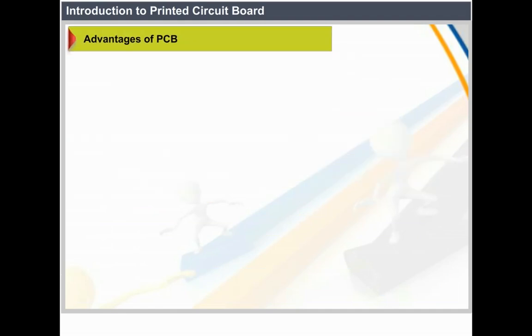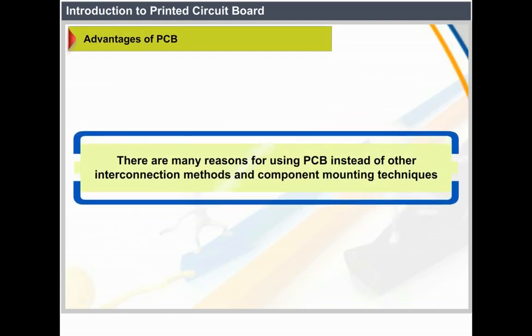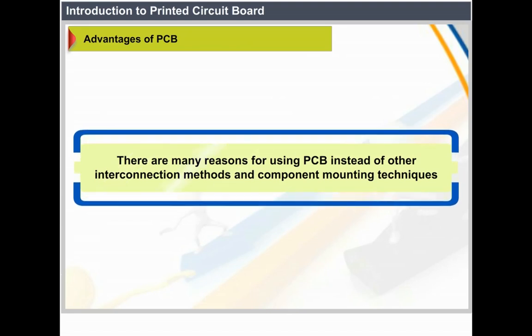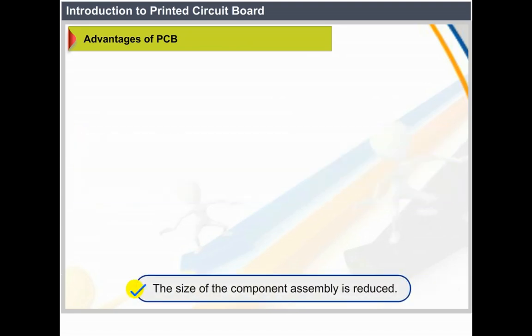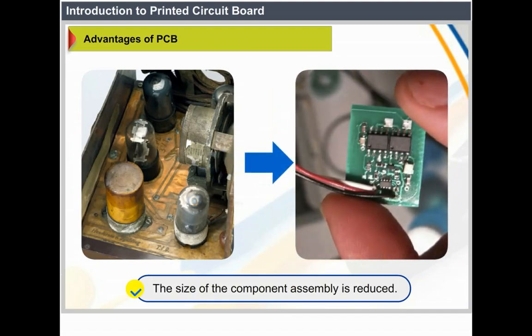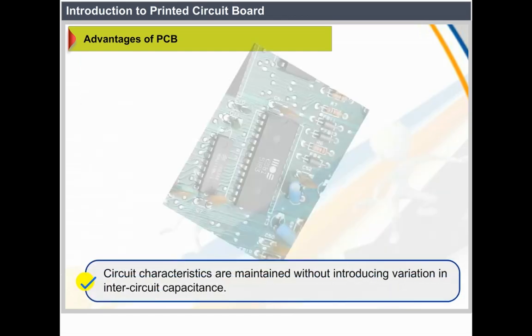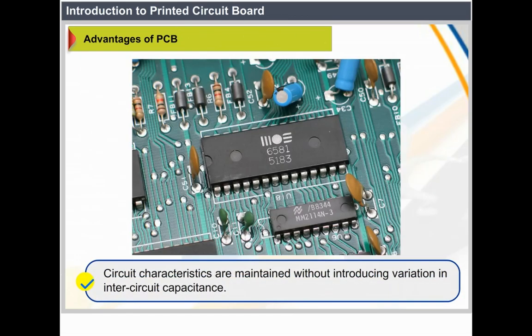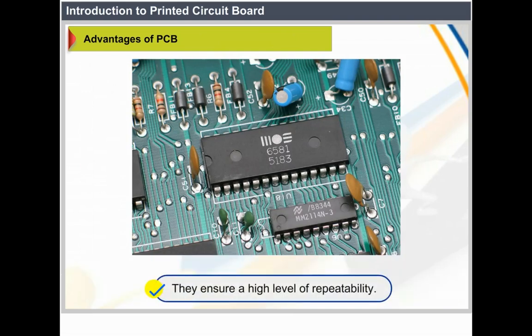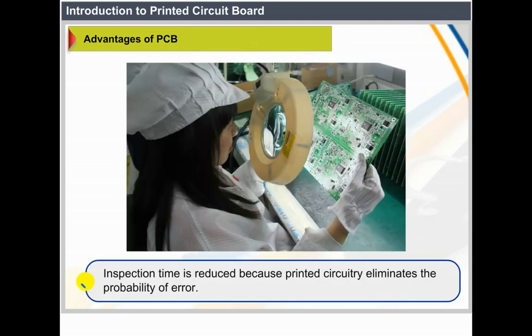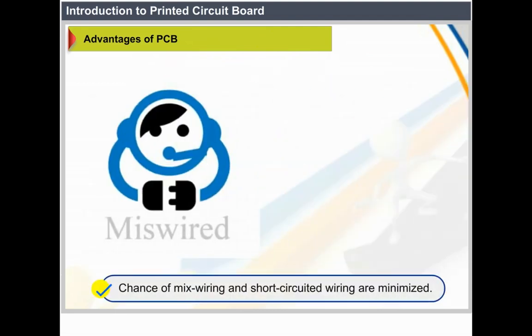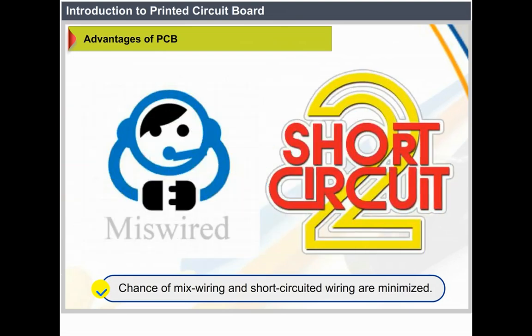Advantages of PCB. There are many reasons for using PCBs instead of other interconnection methods and component mounting techniques. The size of the component assembly is reduced. Quantity production is achieved at lowest unit cost. Circuit characteristics are maintained without introducing variation in inter-circuit capacitance. They ensure a high level of repeatability. Inspection time is reduced because printed circuitry eliminates the probability of error. Chance of miswiring and short-circuited wiring are minimized.